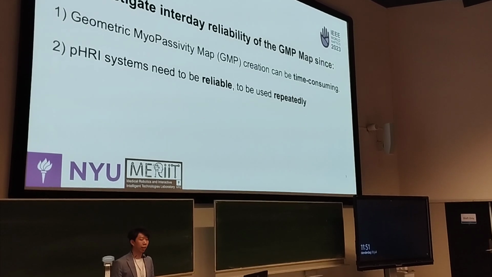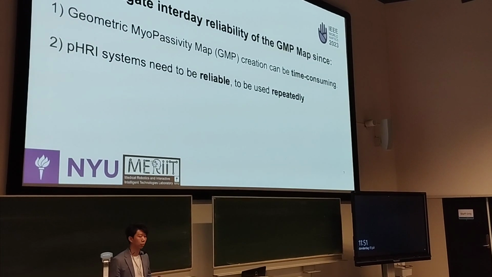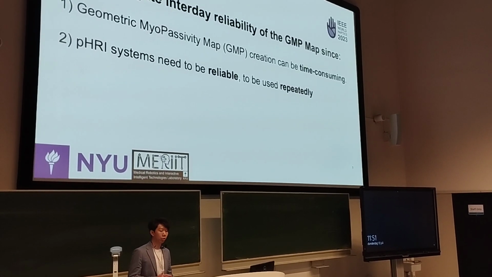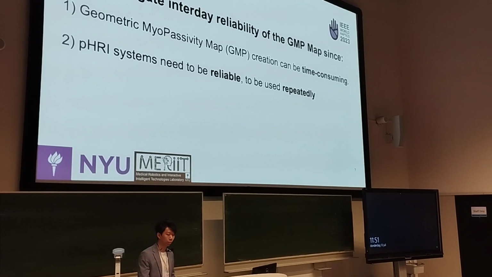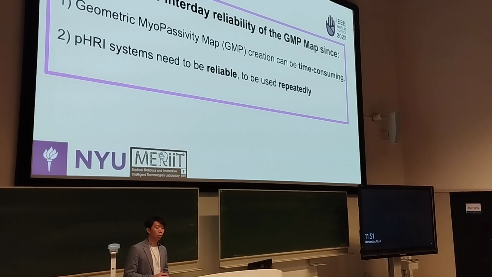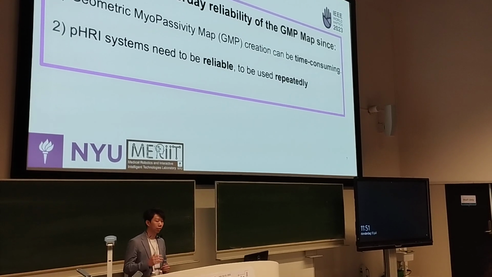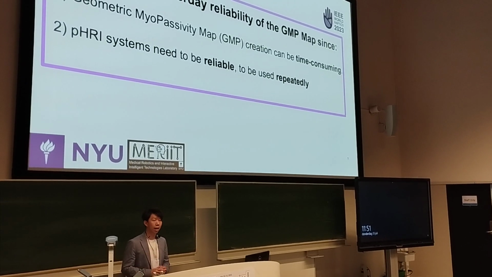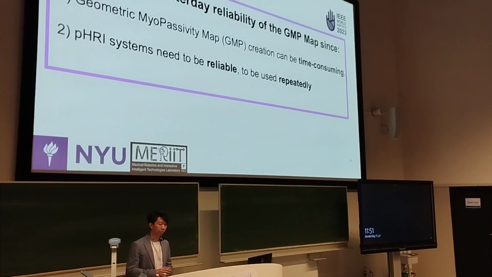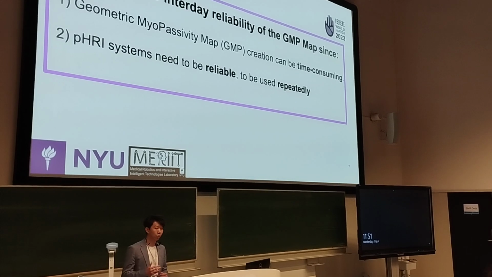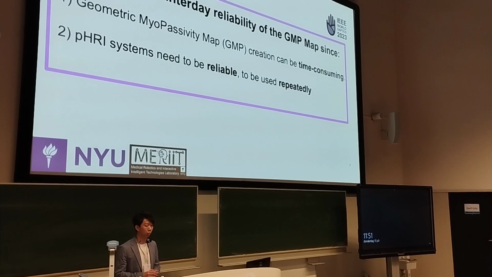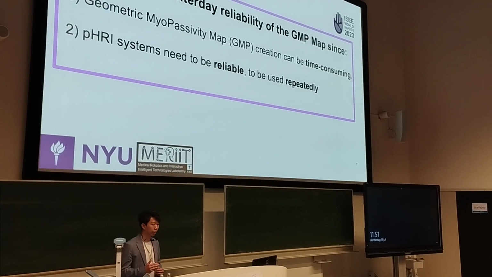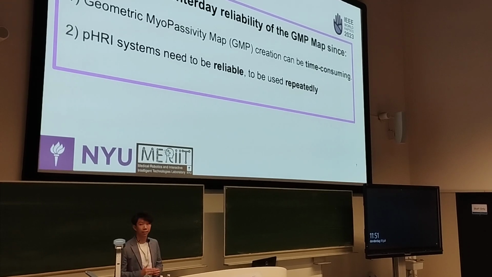However, so far, the identification process needs to be conducted every time before the experiment, which can be very time-consuming and cause the user to become fatigued. And also, the PHRI system needs to be reliable and to be used repeatedly. So in this paper, we investigate the interday reliability of the passivity map of healthy subjects to see whether the passivity map identified in one day has a high similarity to the passivity map identified on the next day. If so, then the passivity map can be considered a unique, reliable, and repeatable biomechanical signature, and therefore does not need to undergo another identification process in the interday experiment.